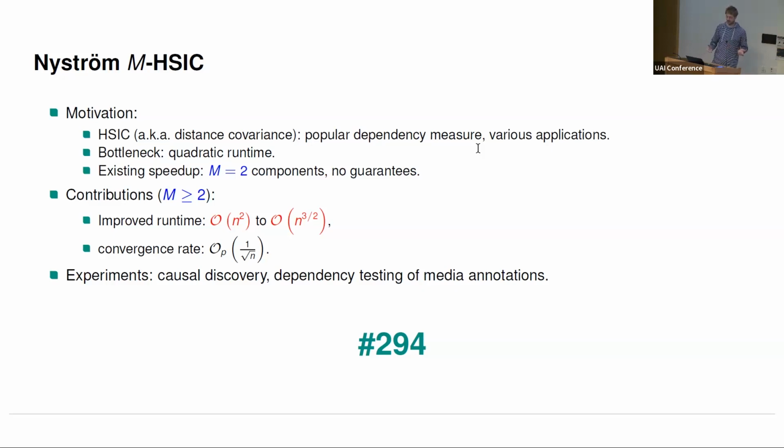So the contributions that we do allow speedup for more than 2 random variables, and they improve the runtime from the quadratic runtime to n to the power of 3/2. And we prove that the convergence rate is 1/√n, which is precisely the same as for the quadratic time estimate. We also perform some experiments, for example, for causal discovery, dependency testing of media annotations, and also on synthetic data.